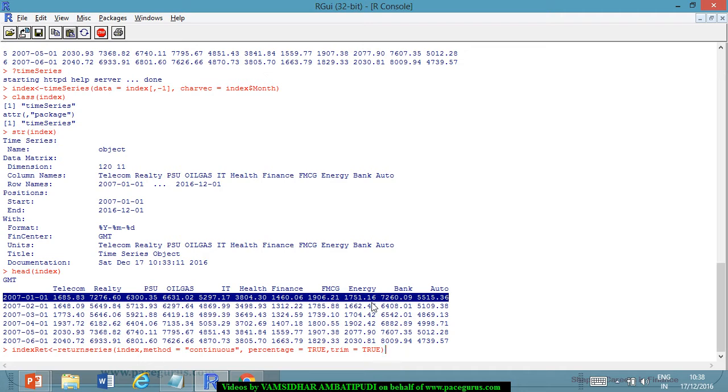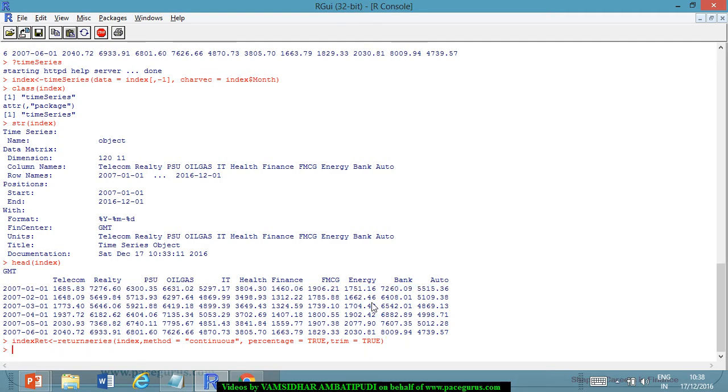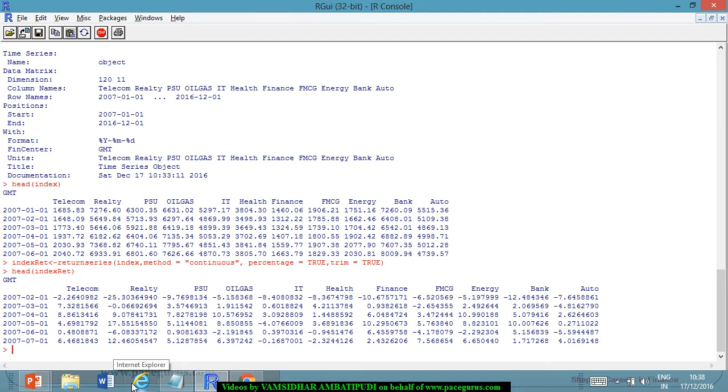I am going with the continuous return. So these are the continuous index returns. If required, I can quickly check what values are coming out of the index returns by doing a head. So these are the returns. For the first month it is minus 2.26%. Then for the second month it looks like an increase, which is 7.32%. There is a 7.32% increase in the second month.